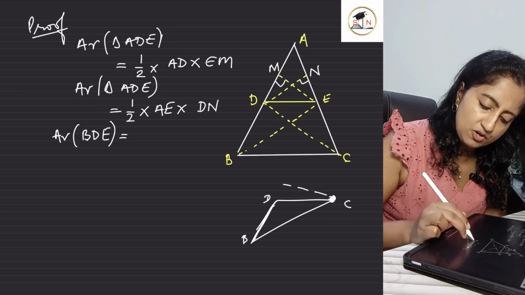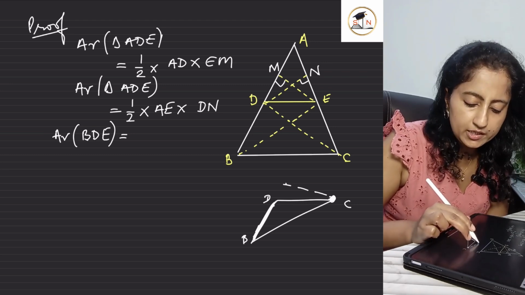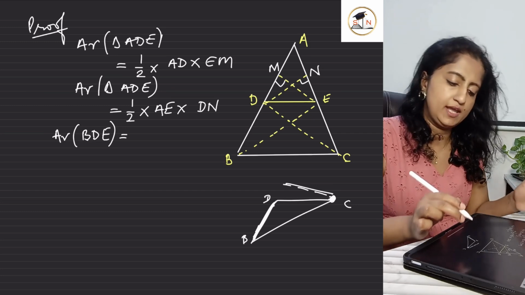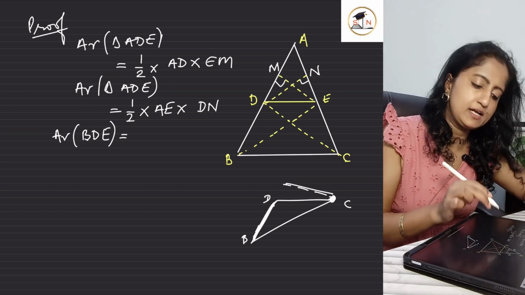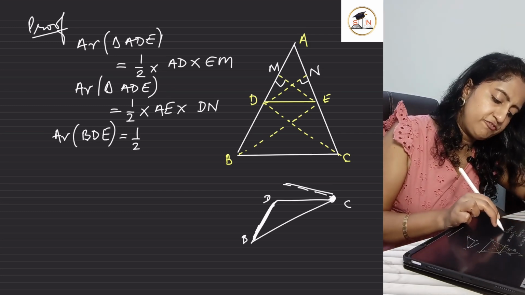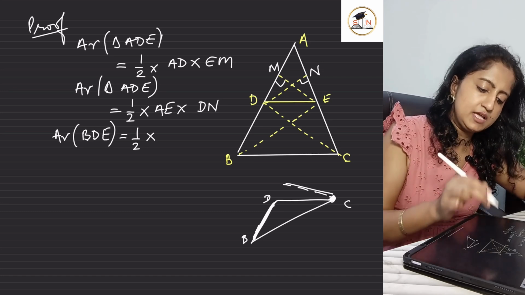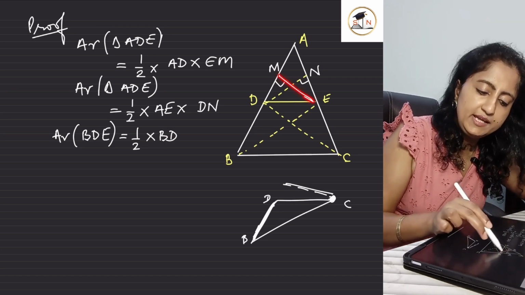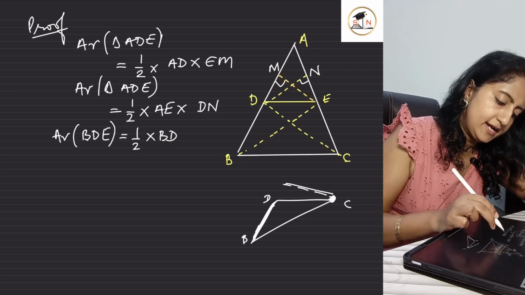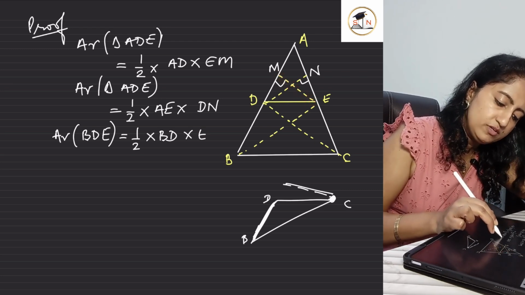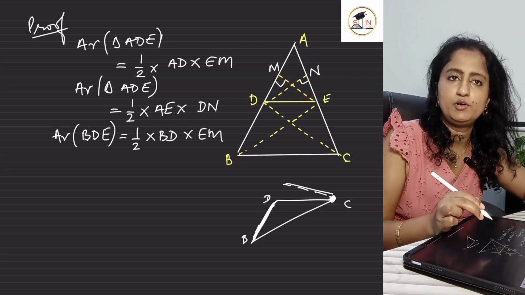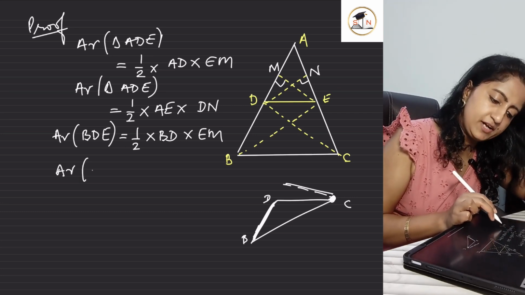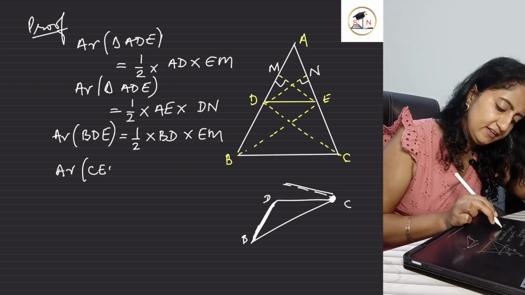So BD is your base, then the altitude is the line which is lying outside. Okay, so when we are talking about triangle BDE, the area becomes half into BD and the altitude is going to be EM, right? So I'll write half into BD into EM.